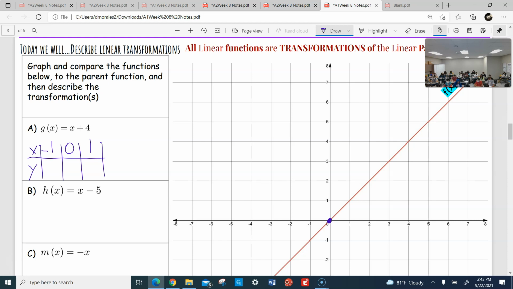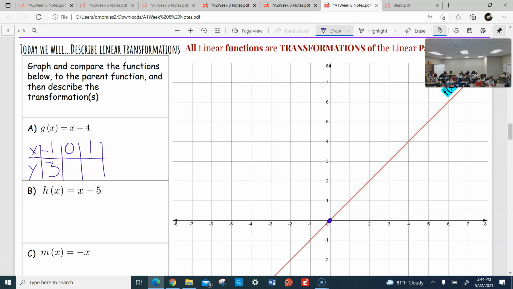Okay, so you should be writing this down. There you go. That's how the paper usually faces when we're writing. Now, our function says take whatever your x value is and add 4. My first x value is -1. What is -1 plus 4? 3. My second x value is a 0.